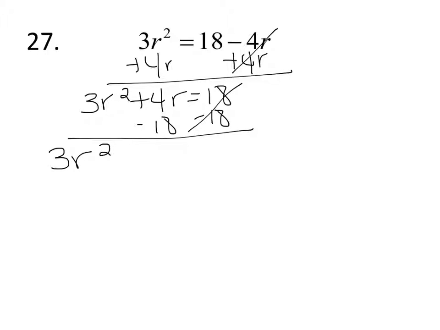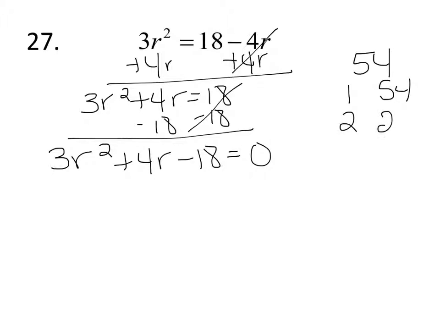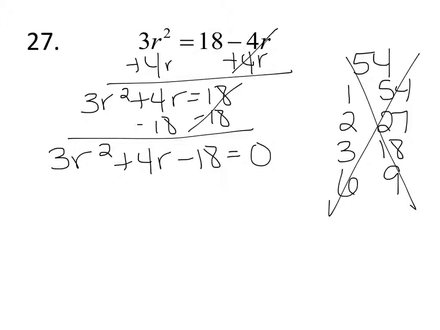So 3r squared plus 4r minus 18 equals 0. Okay, 18 times 3 is 54. Let's see if any factors of 54 are going to give us 4. So we have 1 and 54, 2 and 27, 3 and 18, and 6 and 9. No luck. Quadratic formula it is.